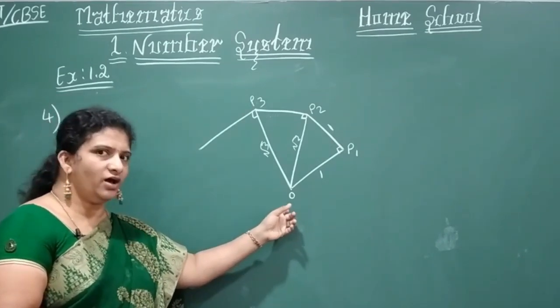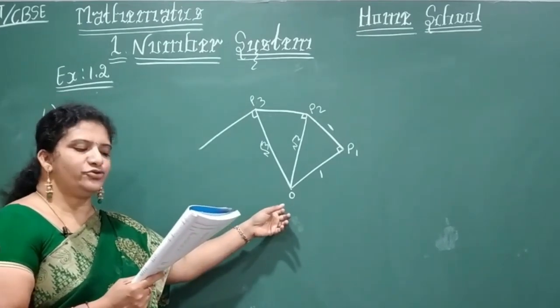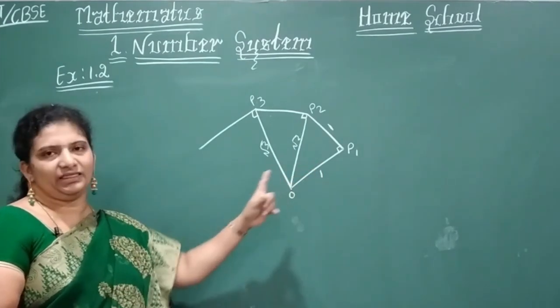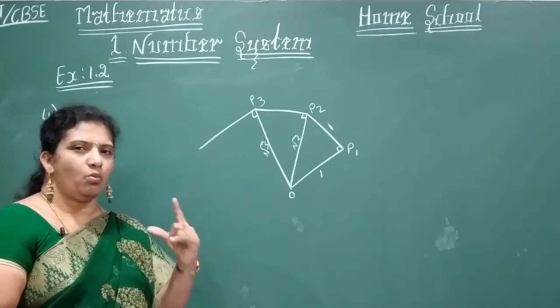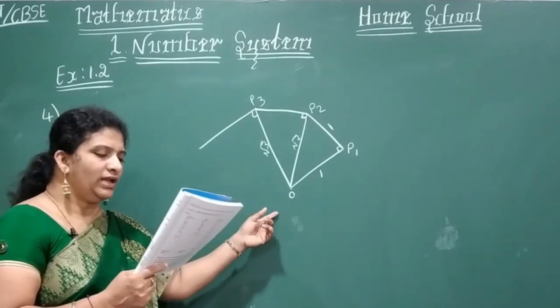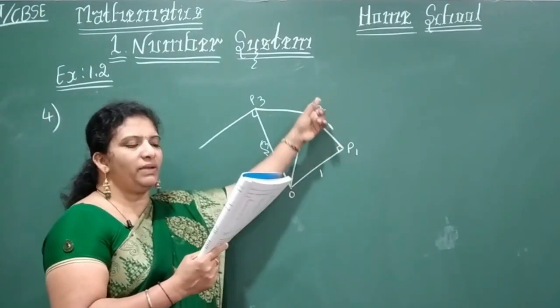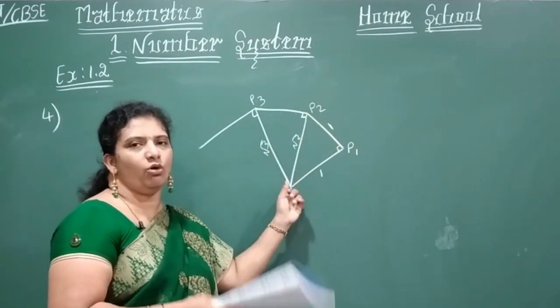Children, can you see here O? And draw a line segment OP1 of unit length. Unit length means 1 unit, children. So unit length, draw a line segment P1, P2 perpendicular to OP1.